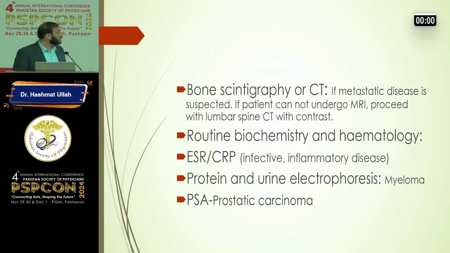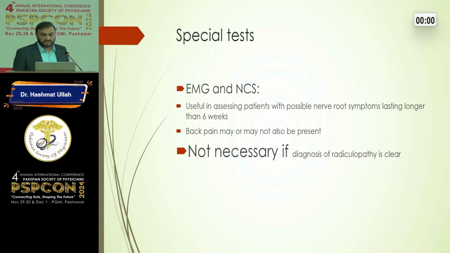Bone scintigraphy or CT scan is used when suspecting metastatic disease. Routine biochemistry and hematology, like ESR and CRP, don't underestimate these investigations. Very important: if they are raised and you are suspecting infection, go for imaging, and if they are normal, then you need to reassess your patient. Protein and urine electrophoresis is for myeloma, and PSA for prostatic cancer in the elderly. EMG and NCS are useful in assessing nerve compression symptoms which last more than 4 to 6 weeks.